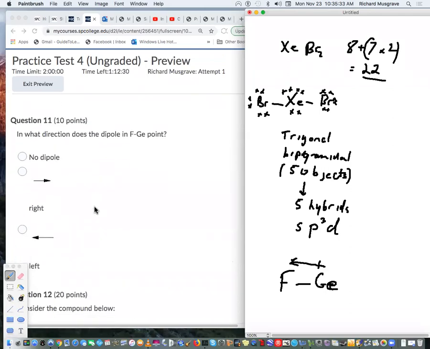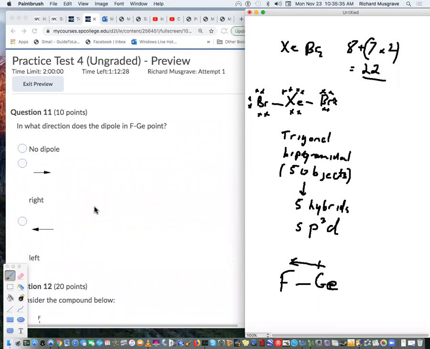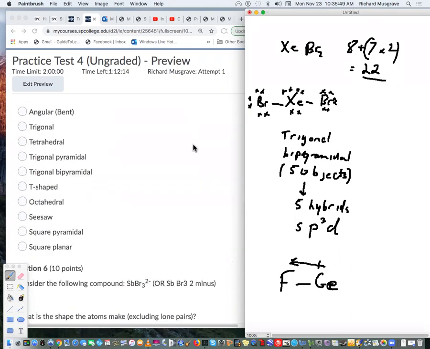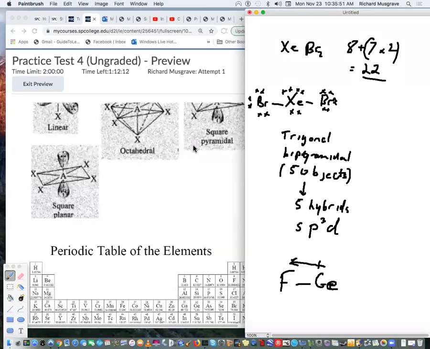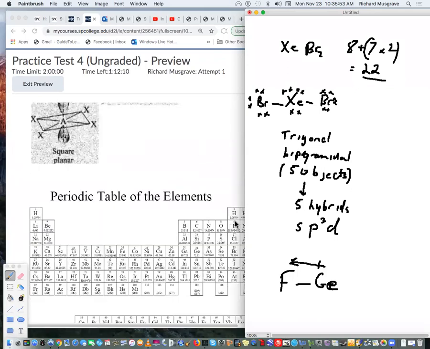So wait, how do we get the dipole again? Could you explain that one more time? The arrow goes along the bond, parallel, and goes towards the element that is more electronegative. And how do you figure out which one is more electronegative? You use the periodic table. Fluorine is the most electronegative element, so whatever's closest to fluorine will be more electronegative. Okay, got it.